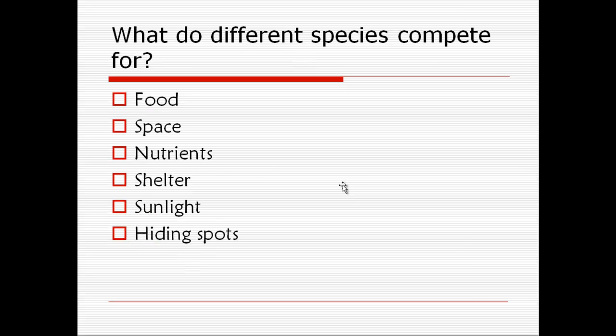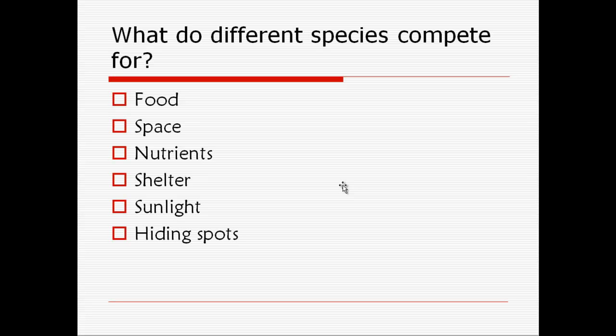Very similar. What do different species compete for? The only difference here is sunlight and hiding spots. And the difference there is sunlight for plants, obviously. And so different species will be competing for sunlight. If you've got a little plant underneath of a big tree, that little plant's going to be competing for sunlight, and the big tree is probably going to outcompete it. But it might still survive.